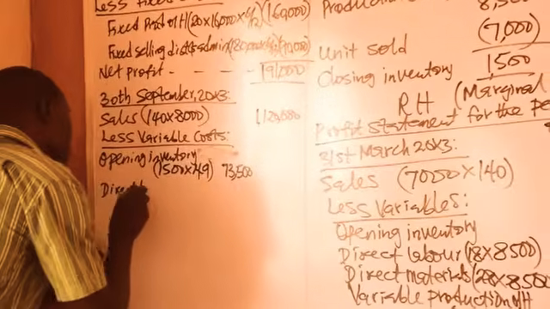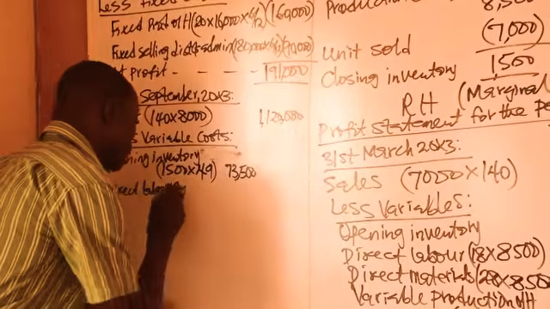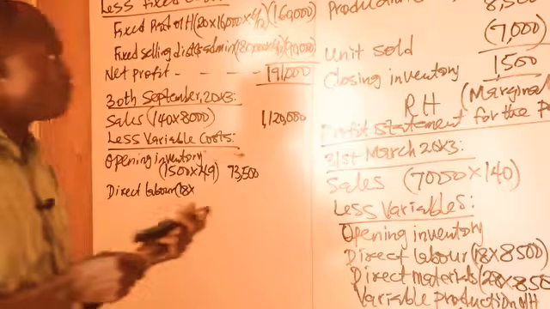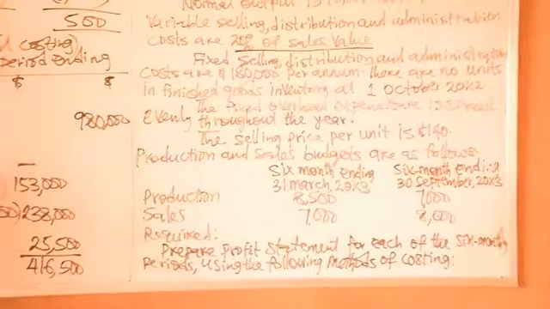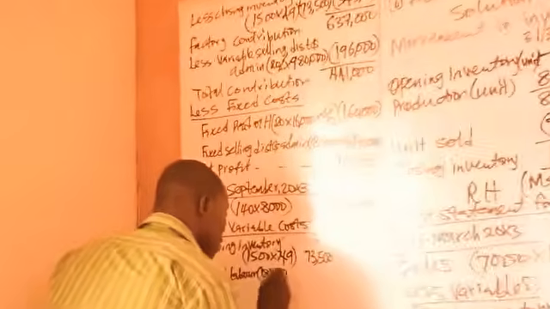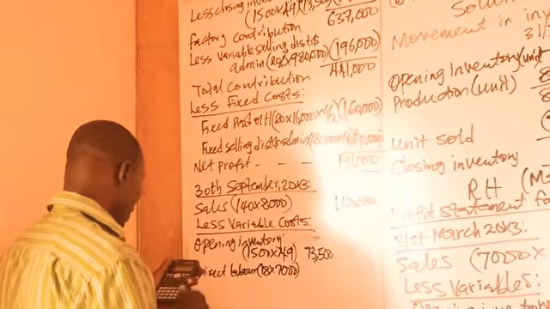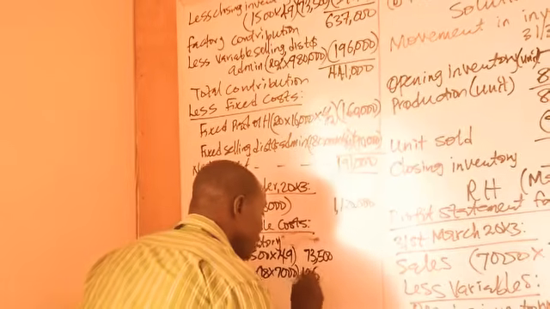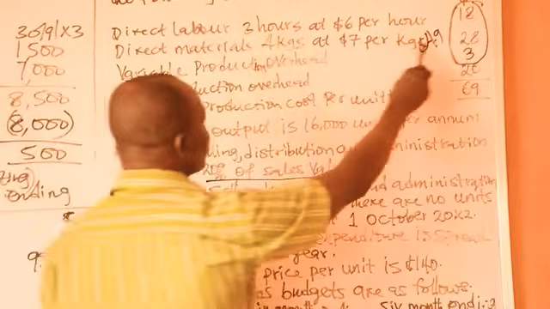Direct labor of $18 per unit multiplied by the units produced. The units produced in the second period is 7,000, which is this 7,000 here. So 18 times 7,000, and that will give us 126,000. Then we also have direct materials, which is $28.